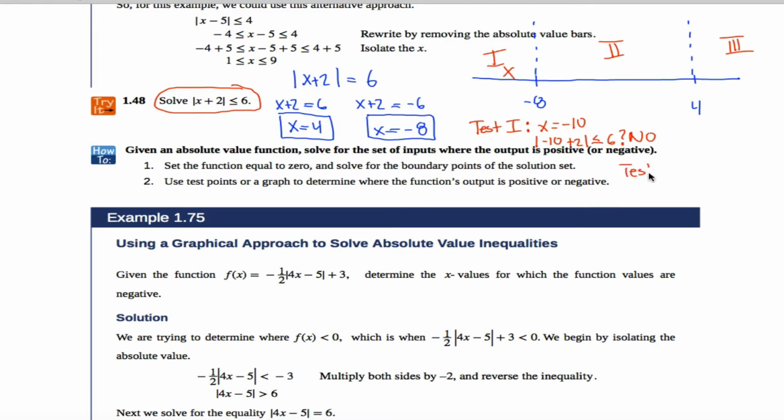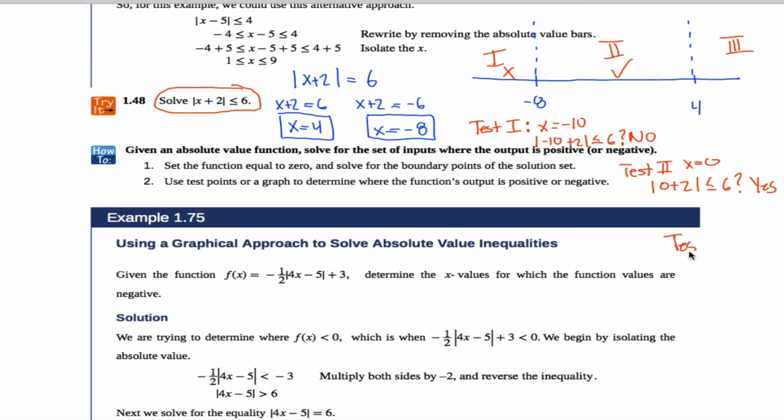You can now test region 2 in the same way. Pick any number you want in region 2, any number between negative 8 and 4. I prefer to pick 0, you don't have to. And take that and plug it in here. The absolute value of 0 plus 2. The question is, is that less than or equal to 6? It is. The reason why is the absolute value of 0 plus 2 is just the absolute value of 2, which is 2, and 2 is less than or equal to 6. Yup. Not only is 0 in my solution set, that tells me that all the numbers in between negative 8 and 4, all the numbers in region 2, are in my solution set.